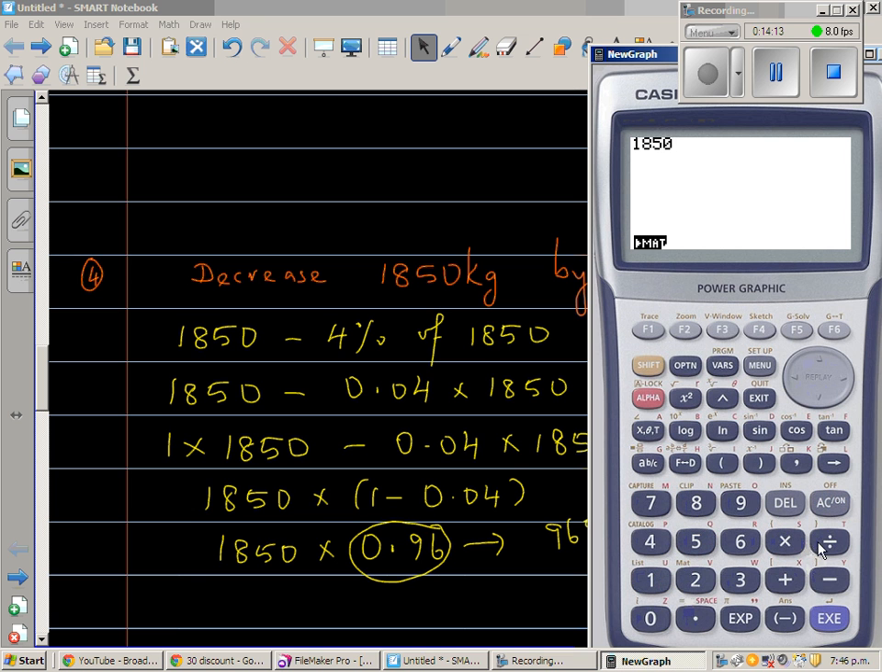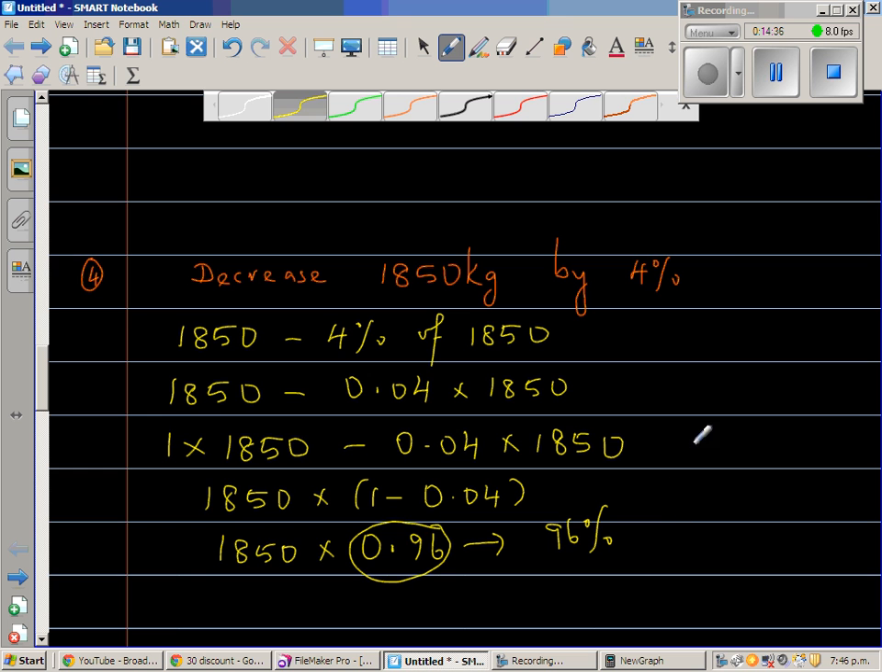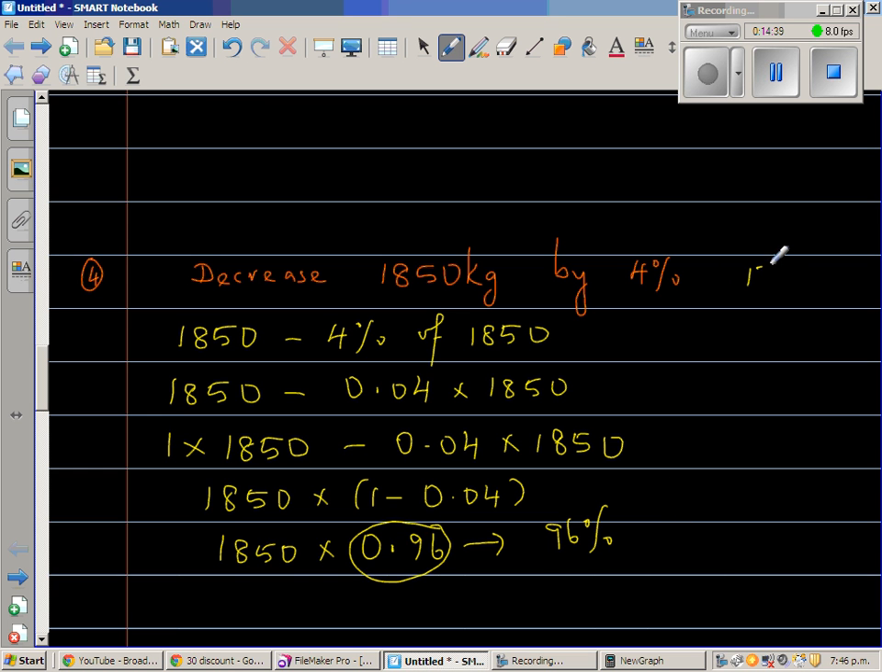1850, take away 4%. Let me do this in a different way. 4% is 4 divided by 100, so 4 divided by 100 times 1850. See the calculator, understand the BODMAS rule. So first we'll simplify this and then take away. So that is the same answer, 1776 kg. So the answer is 1776 kg, which is what you get after reducing by 4%.